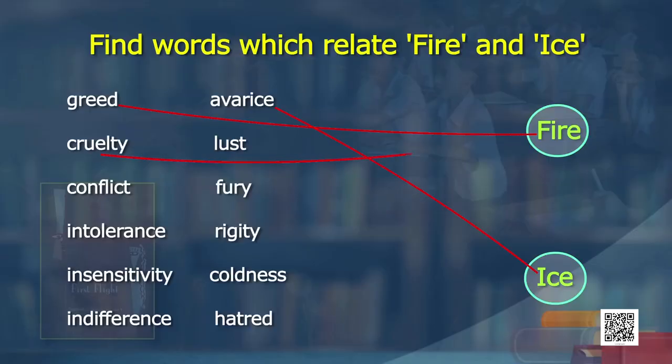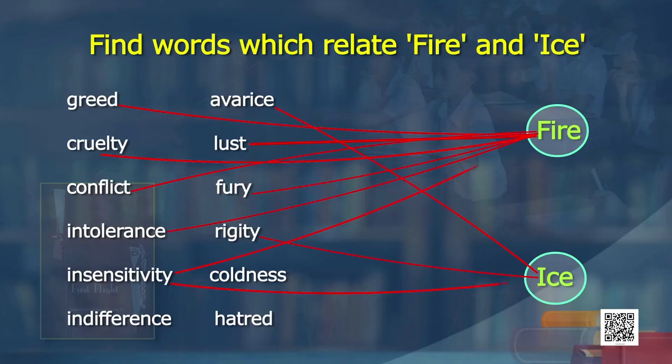Cruelty with fire. Yes. Lust with fire. Yes. Conflict with fire. Yes. Fury with fire. Yes. Intolerance with fire. Yes. Rigidity with ice. Yes, because ice is strong and rigid. Insensitivity, I would say, with both. Both. Then? Coldness with ice. Yes, naturally. Indifference with ice. Yes. Hatred would be both. Both. Learners.